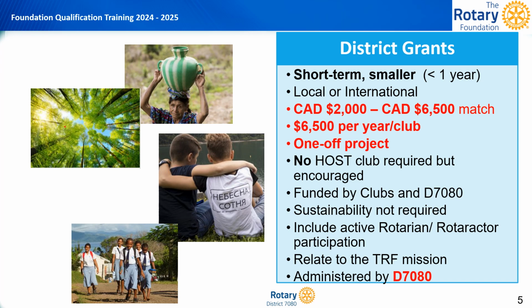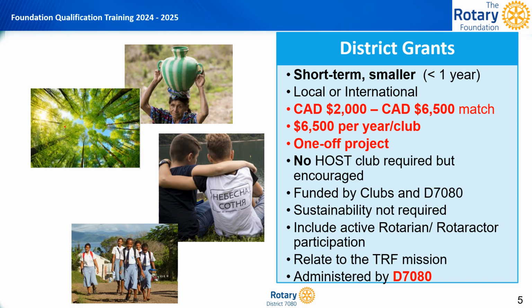Now let's take a look at district grants in more detail. In a previous slide, we explained the differences between district and global grants. There are a couple other important areas that we should cover. Clubs sometimes ask, how many district grants can a club apply for in a single Rotary year? As mentioned, the maximum district grant per club per year is $6,500 Canadian.